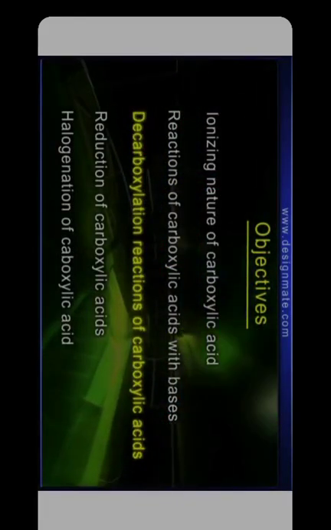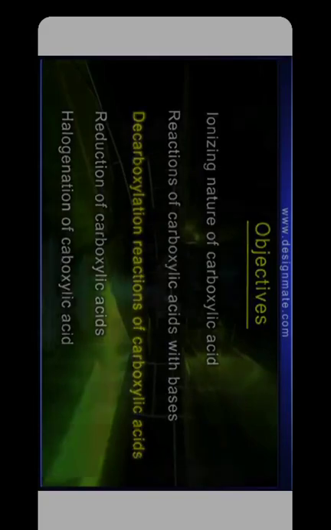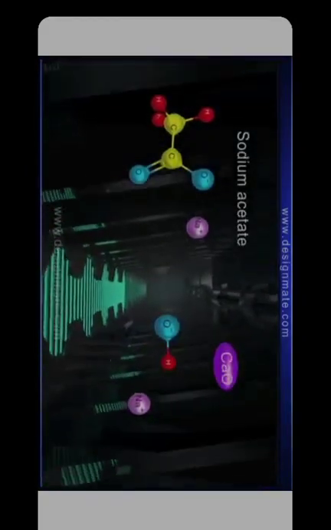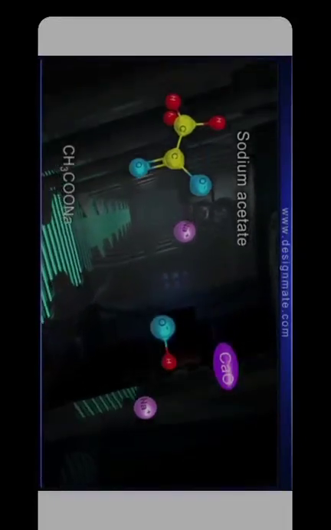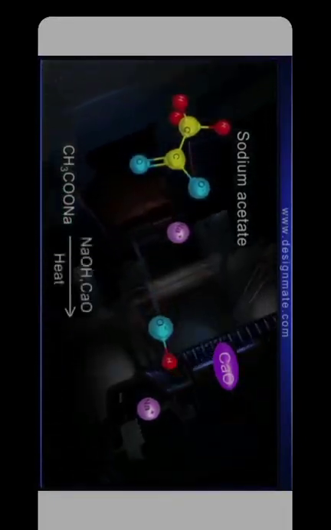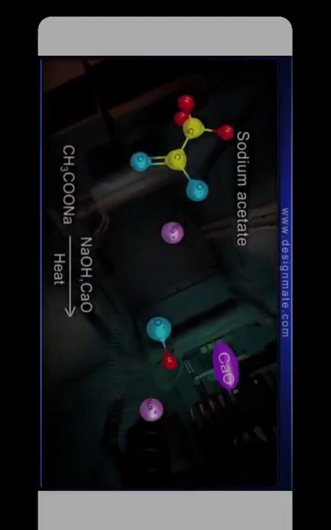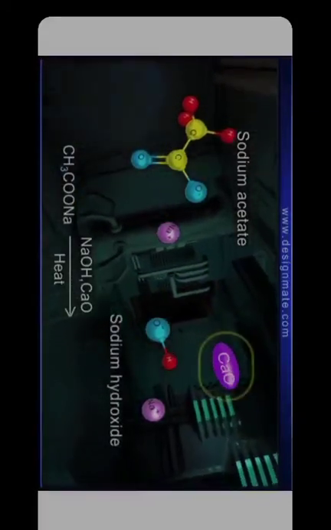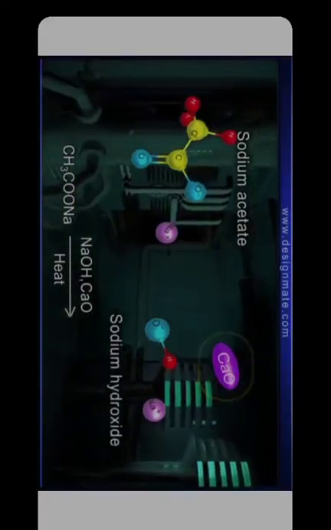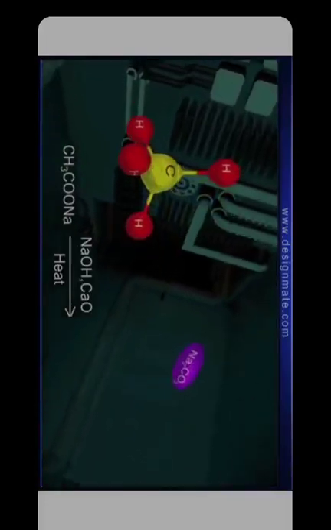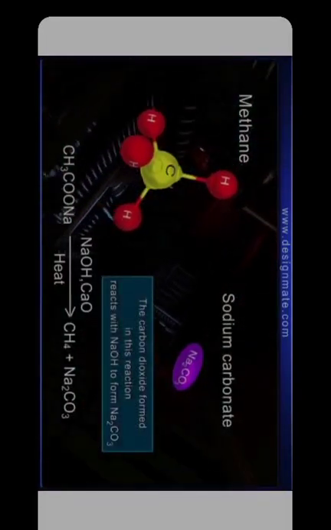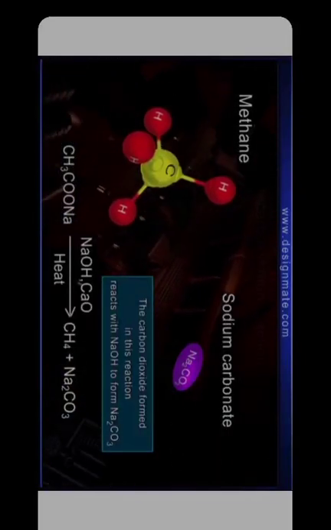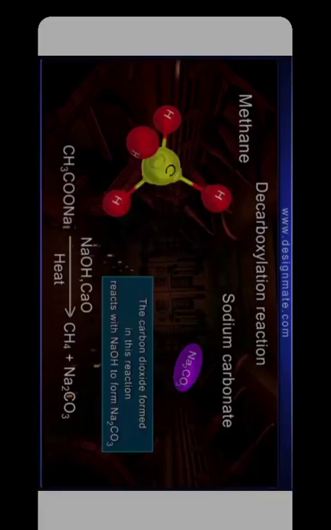Decarboxylation reactions of carboxylic acids. In this reaction, sodium salts of carboxylic acid, such as sodium acetate, are heated with soda lime, a mixture of sodium hydroxide and CaO in the ratio of 3:1, to form methane, a hydrocarbon, along with the release of carbon dioxide. Such a reaction is known as decarboxylation reaction.